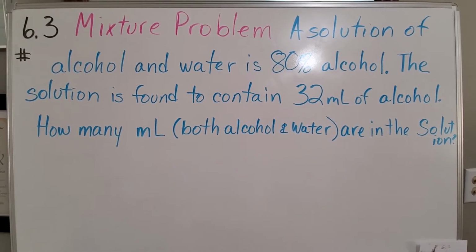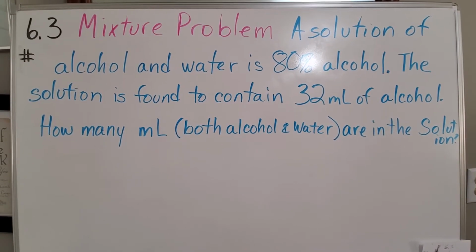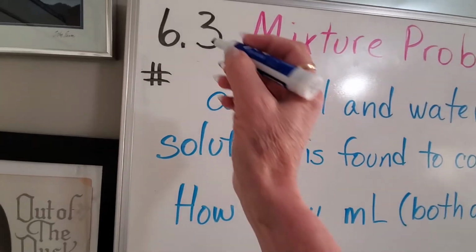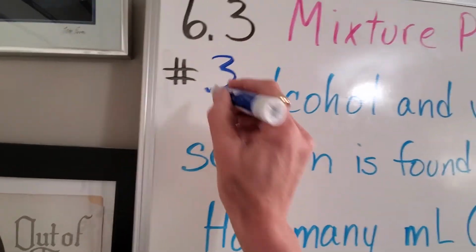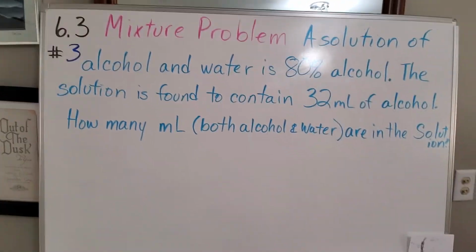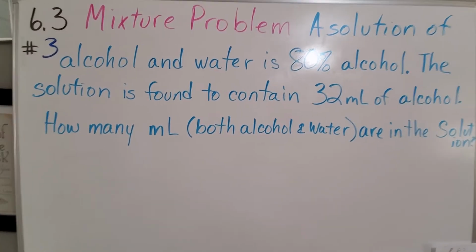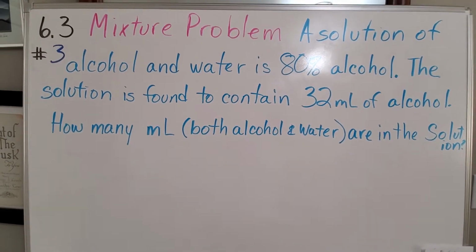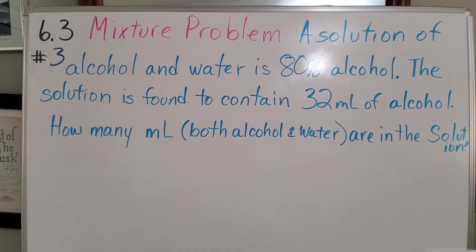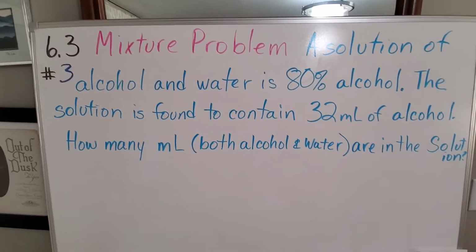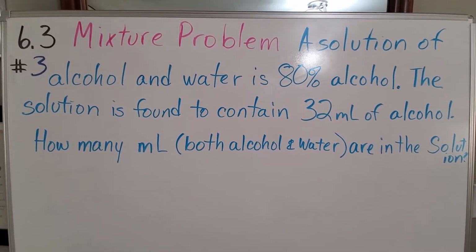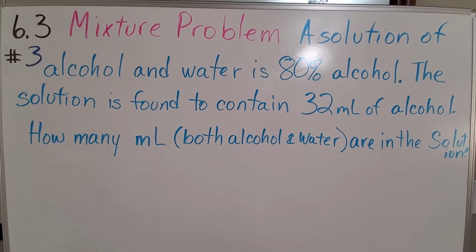Okay, this problem is number 3 and 6.3 in Mr. McKeague's book still. Okay, it's a mixture problem. A solution of alcohol and water is 80% alcohol. Sorry about the glare. The solution is found to contain 32 milliliters of alcohol.